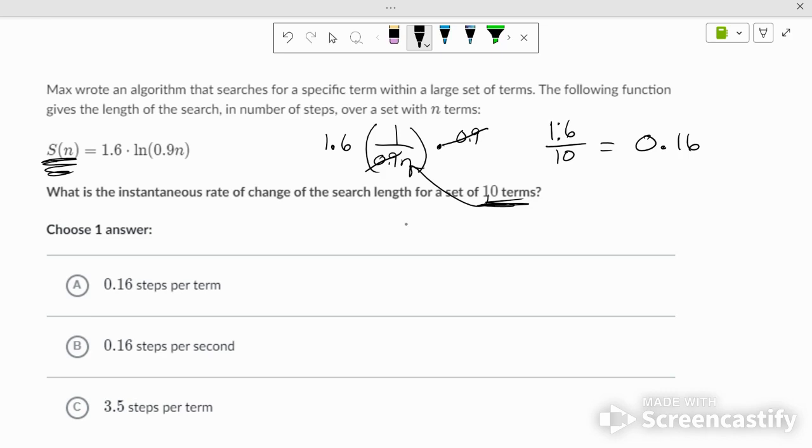So it's 0.16, so it's one of these two, and then we have to figure it out. It's steps with this many terms, so it's steps per term. 0.16 steps per term. Okay, that one's a little different.